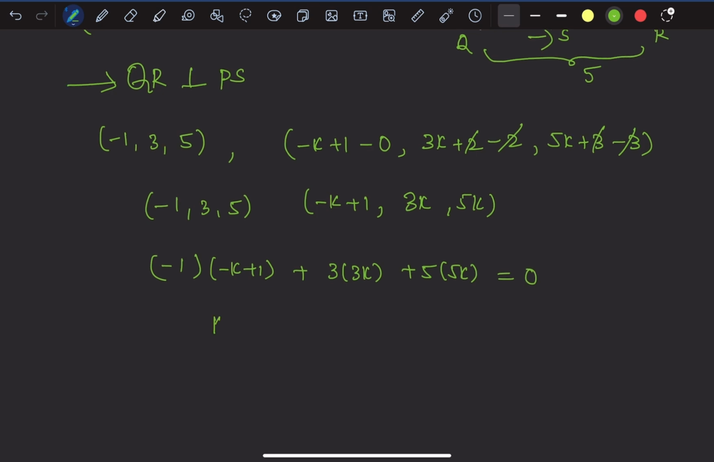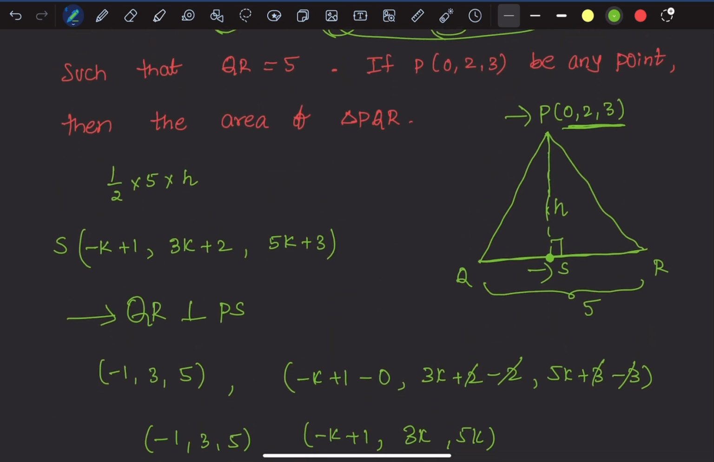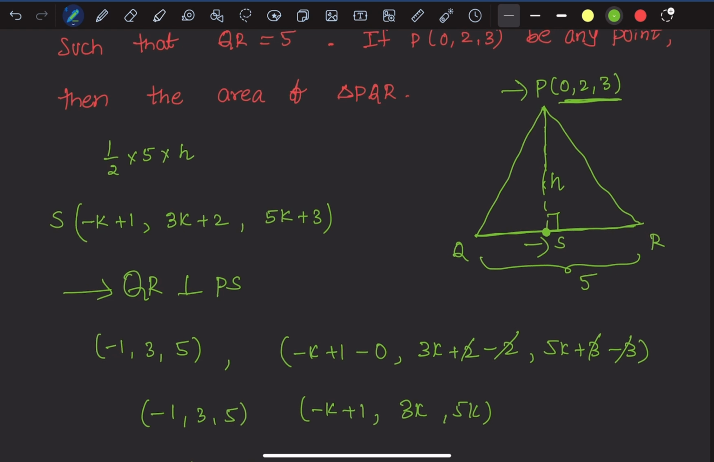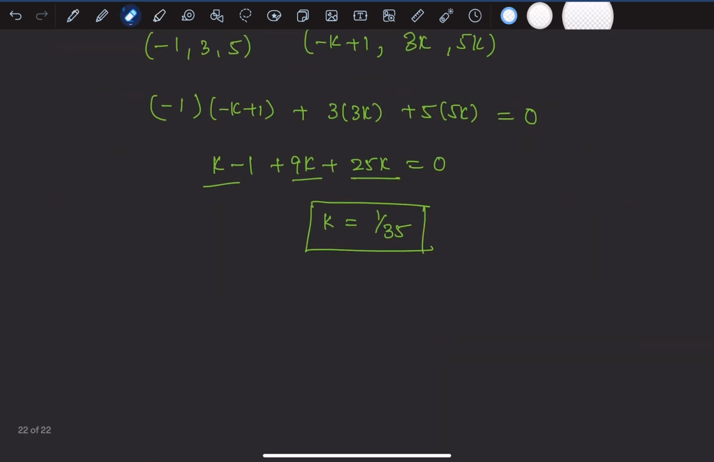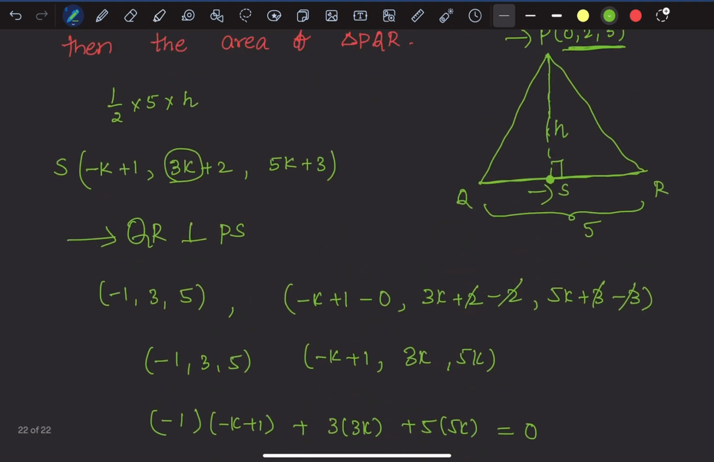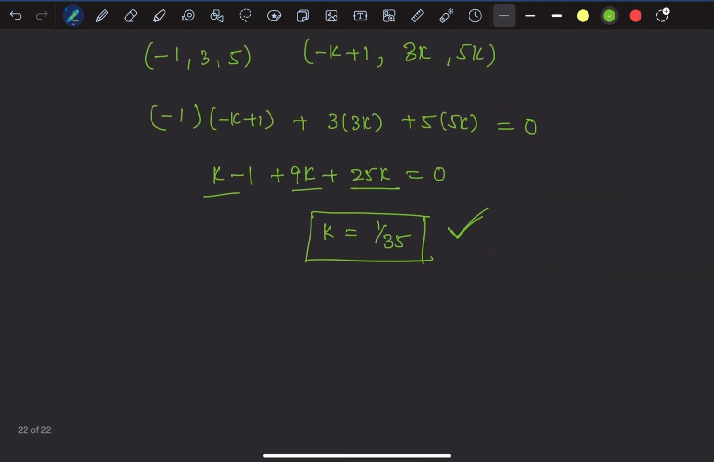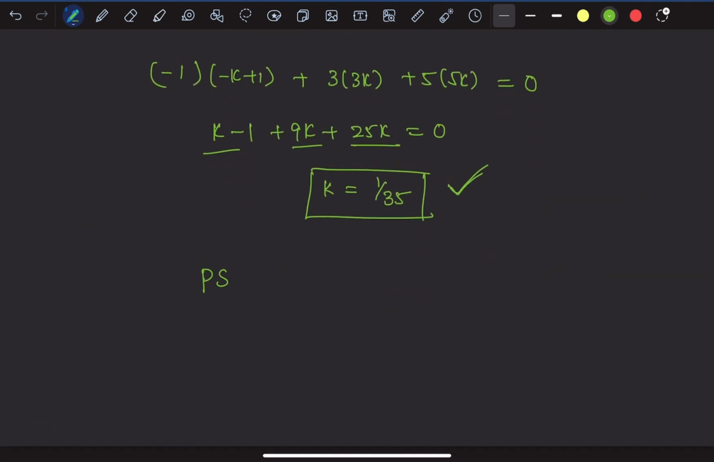So this is simply k minus 1 plus 9k plus 25k is equal to 0, and then this is 35. So k is equal to 1 upon 35. All right, k is equal to 1 upon 35. Now we have the value of k. So now we need the height h. So height h is nothing but the length of PS.